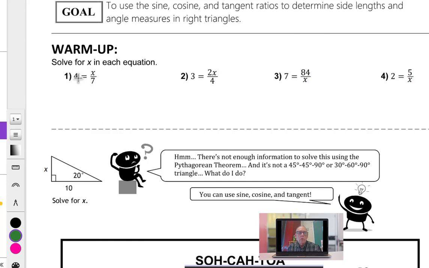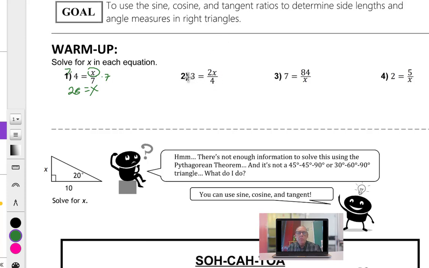So 4 is equal to x over 7. We need to get x by itself. So first thing you have to do is get rid of 7 in the denominator. The opposite of dividing by 7 is to multiply by 7. So we end up with 28 is equal to x.